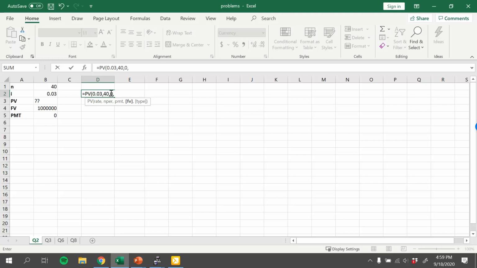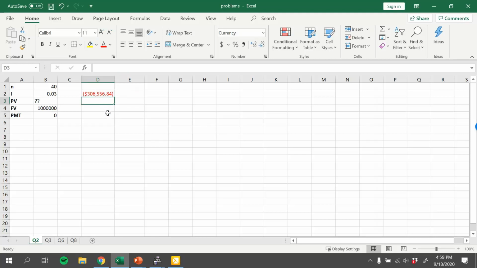What is the future value? This is going to be $1 million, positive. And then it asks for type. For now, we'll just leave it as the default, which is going to be 0. Close the parentheses, press enter, and that's going to give us the value. So we get $306,000 as our present value, negative $306,000. Why is it negative? It's negative because we have to invest that. We have to have a cash outflow. So if you deposit $306,000 into the account, in 40 years, you can withdraw $1 million. So that's why we have the negative sign right there.